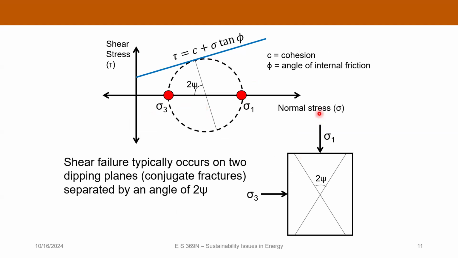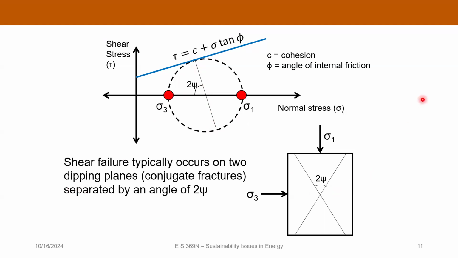Now, when you do have shear failure, what's going to happen is that the rock or the material is going to break along 2 planes that are oriented at this angle C with respect to the maximum principal stress. And that's what's represented by the fact that there's 2 possible points, or 2 possible normal and shear stresses, that are going on here for your possible orientation. And so we call those conjugate fractures, and those are very typical for shear failure.